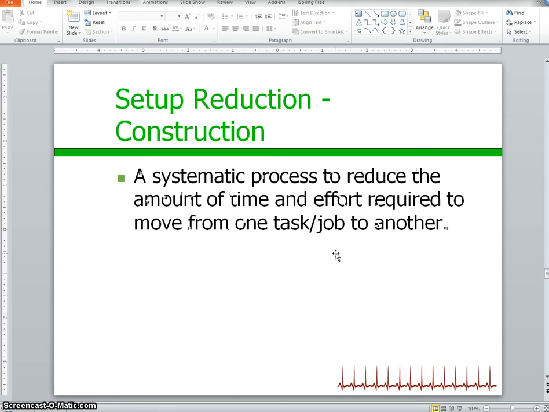In a construction environment, you think about it as the systematic process to reduce the amount of time and effort required to move from one task to another. So I think we see a lot of setup that maybe isn't necessarily termed setup, but we see a lot of setup in the construction industry.